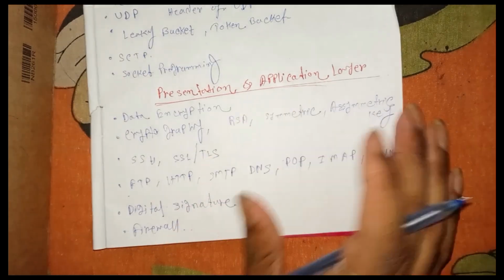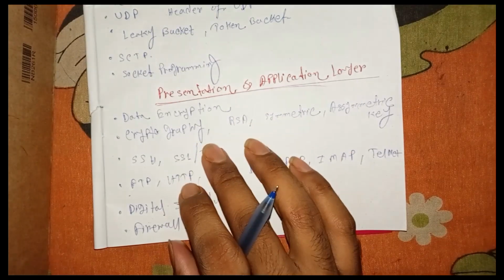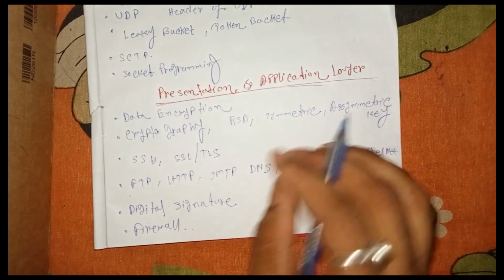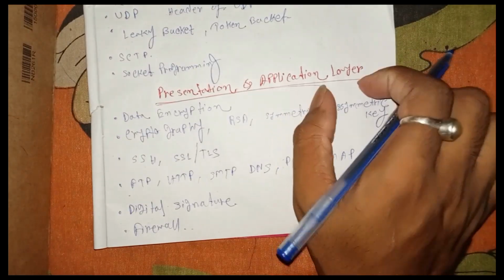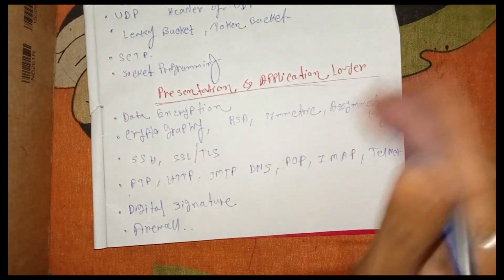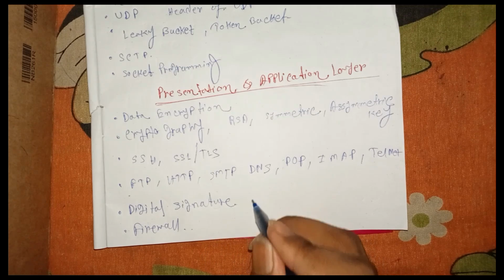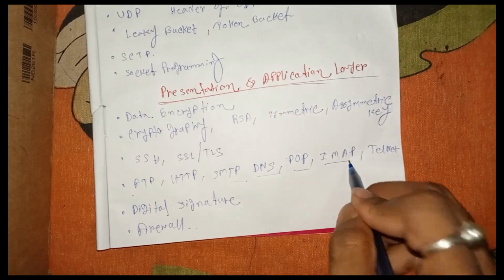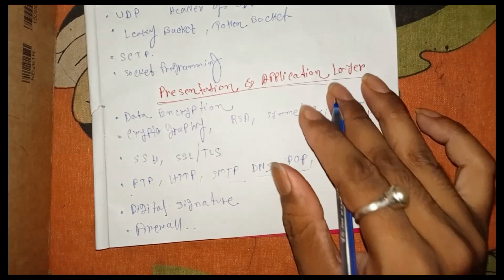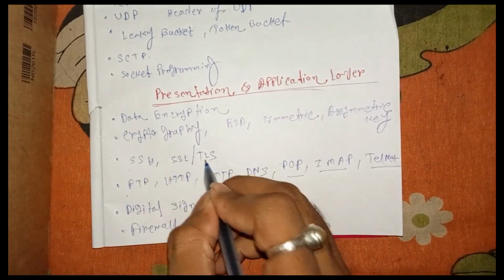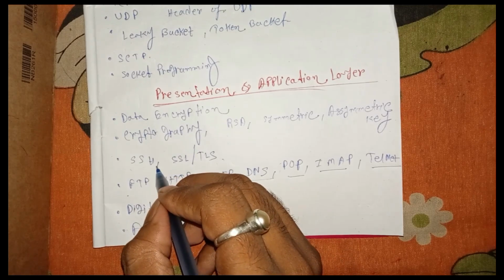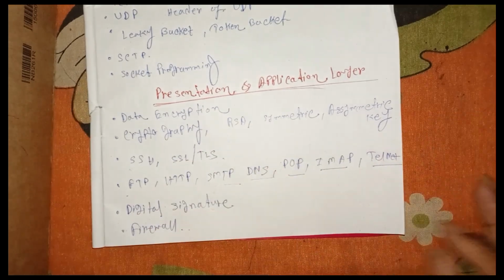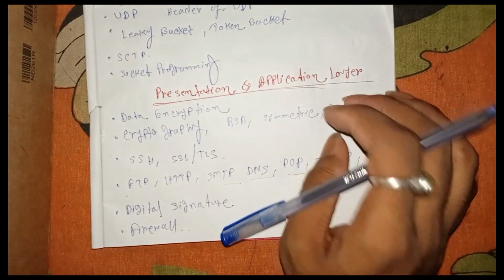For the presentation and application layer we have data encryption, cryptography, the RSA algorithm, symmetric and asymmetric. Here the questions are theoretical rather than numerical, since the presentation and application layers are mostly theory. Digital signature was already asked in a previous year. This year important protocols are FTP, HTTP, SMTP, DNS, POP, IMAP, Telnet. These are the application layer protocols. Also sockets, SSL, TLS, SSH, the secure shell. These are the important protocols for the presentation and application layer.